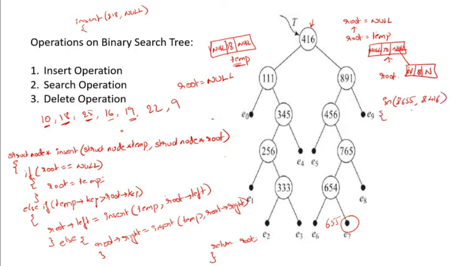Right? Now, inside this particular function, when I perform the comparison, I find that 655 is greater than 416. So if it is greater, what should I do? Temp hyphen key is greater. Yeah, this should be right. I'm sorry. Temp hyphen key is greater than root hyphen key, this should be right, because you are inserting to the right part. In the same way, this should be left.